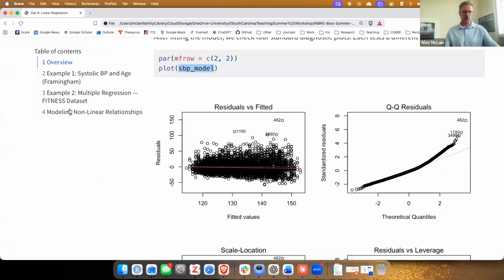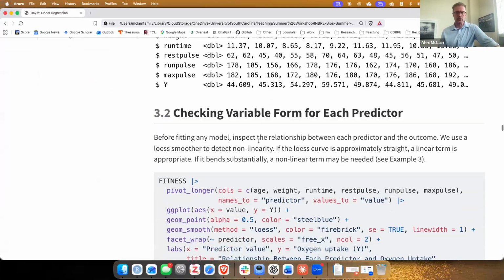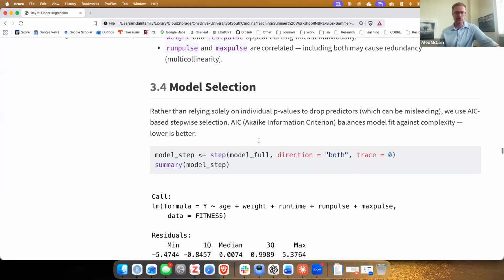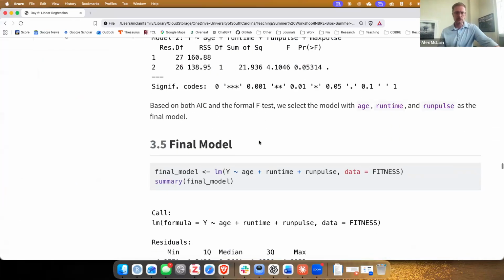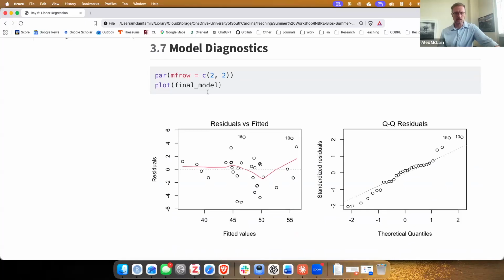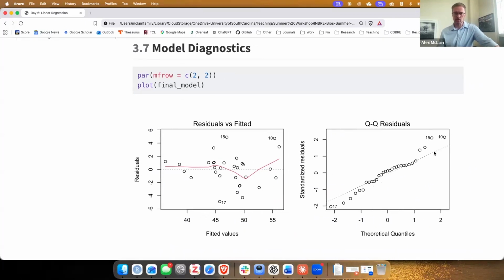Let's go down to our second example, and let's look at the diagnostics here for that full model. That's down here, 3.7. So this ends up being on the final model. The QQ plot looks a little better in this situation. Some of the residuals are a little bit too high, some a little too low, but not too bad.